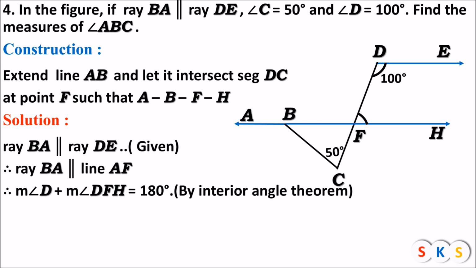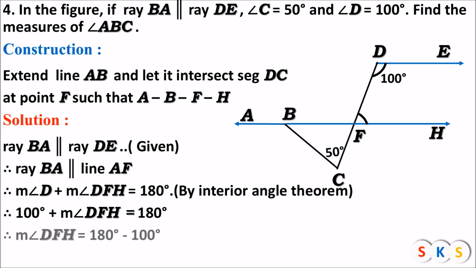Now we will substitute the measure of angle D, which is given as 100 degrees. Therefore 100 degrees plus angle DFH equals 180 degrees. Now we will shift 100 degrees to the other side of the equal sign. Therefore angle DFH equals 180 degrees minus 100 degrees. Therefore angle DFH equals 80 degrees.